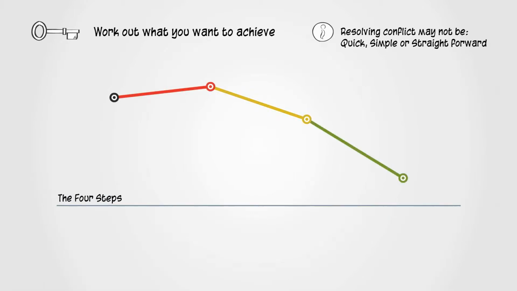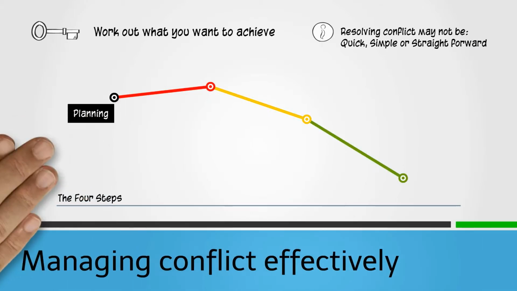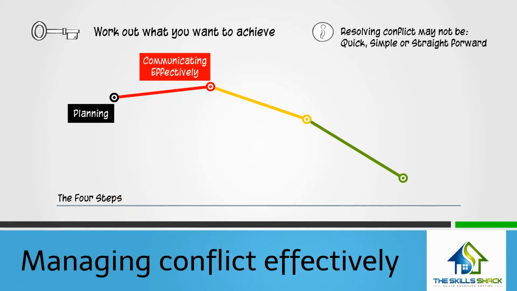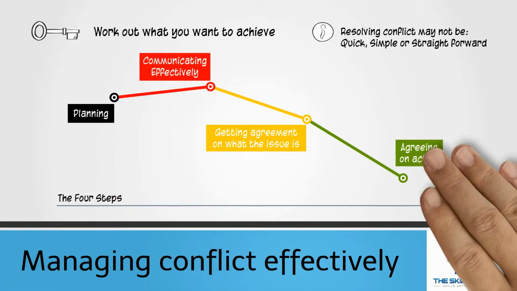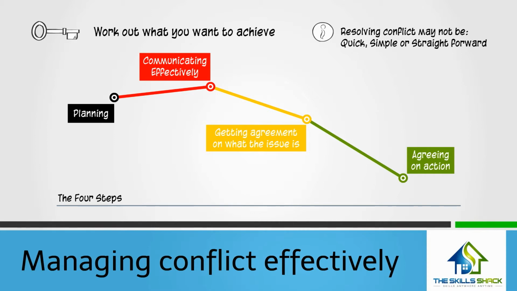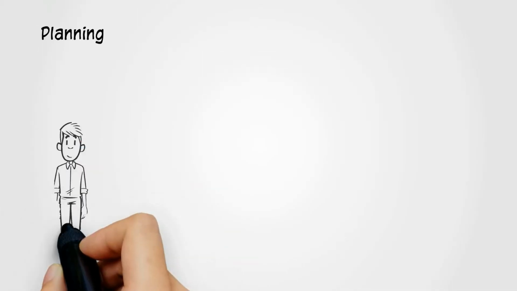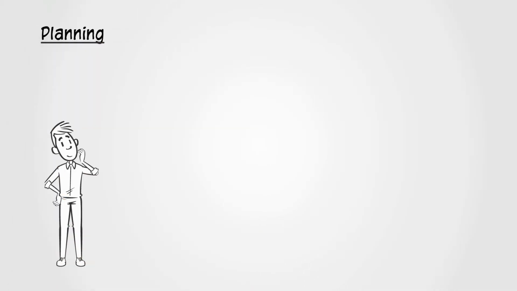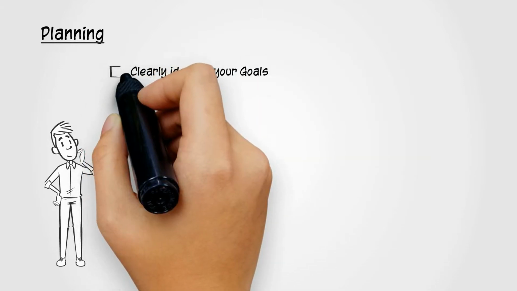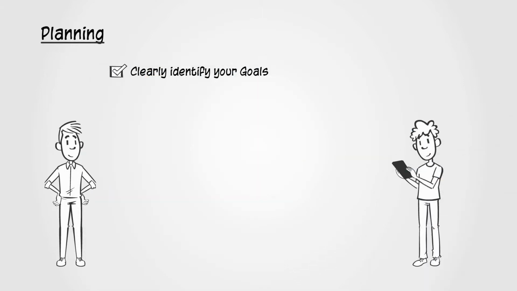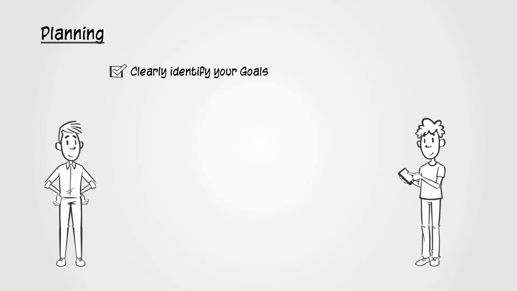The 4 steps you can use to resolve conflict involve planning, communicating effectively, getting agreement on what the issue is, and agreeing on action. Let's look at each of the steps separately. When you are planning to resolve a conflict, you need to clearly identify your goals and what you want to achieve. For example, you want a customer to pay the account on time.